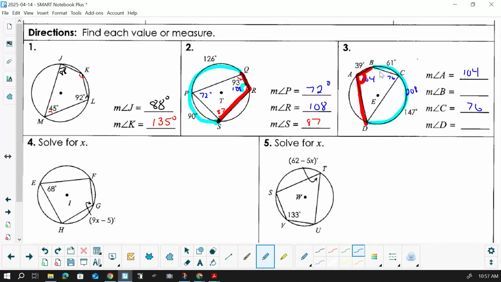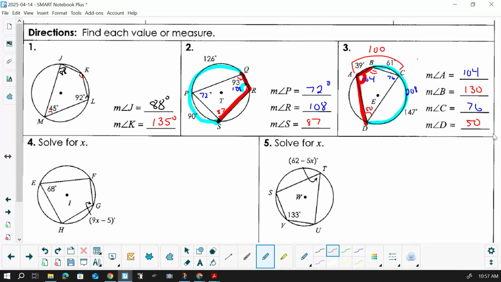But I'm going to go angle D because I have those two. 39 plus 61 is 100. Okay, so here going around to here is 100, and so this angle would be half of that. It would be 50. So angle D would be 50, and then the angle opposite to it, angle B, would be 180 minus 50, which is 130.